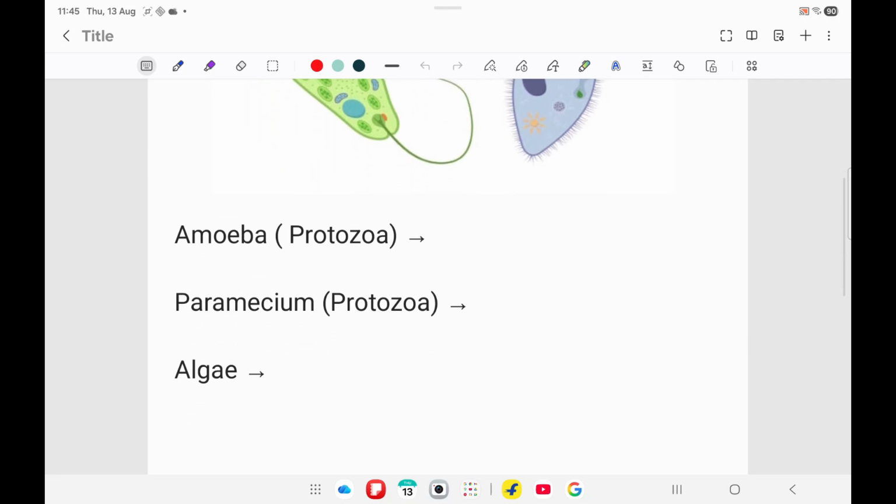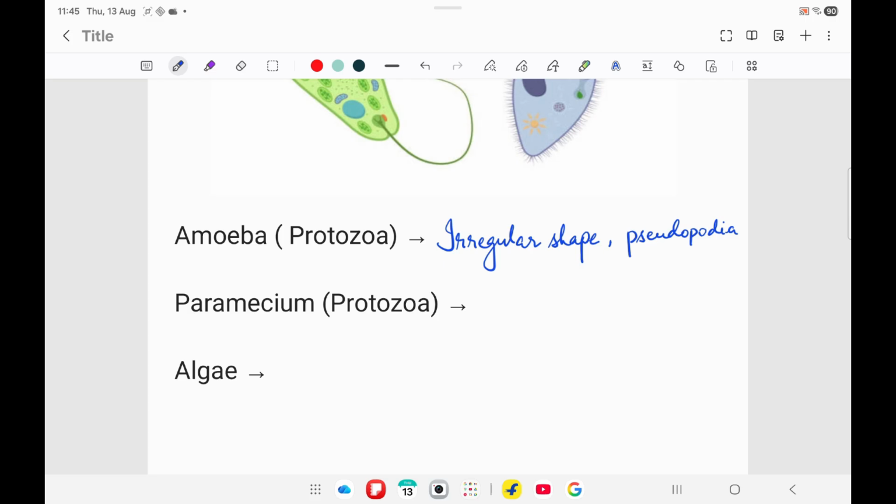Now let us quickly study about amoeba. Amoeba is a single-celled organism with an irregular shape. It moves and captures food using temporary projections called pseudopodia. Pseudopodia means false feet. The body elongates and forms the feet, and that helps the amoeba to move from one place to another.